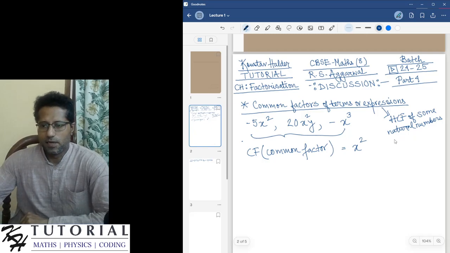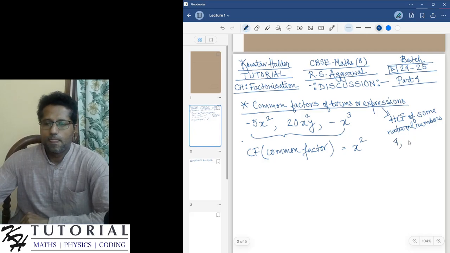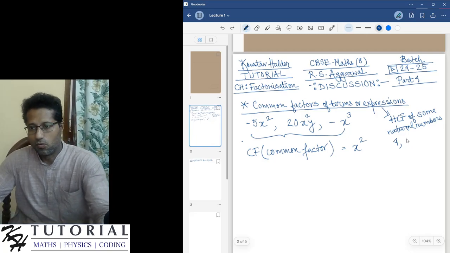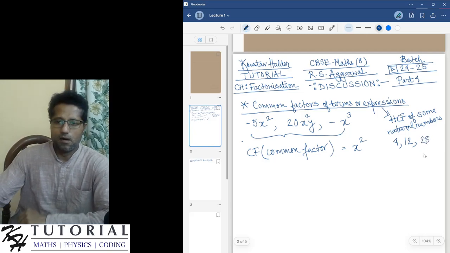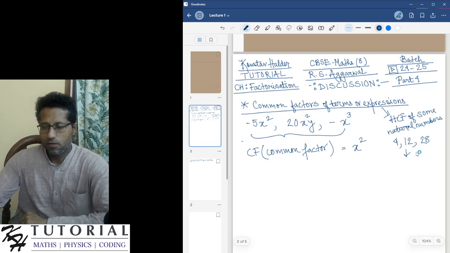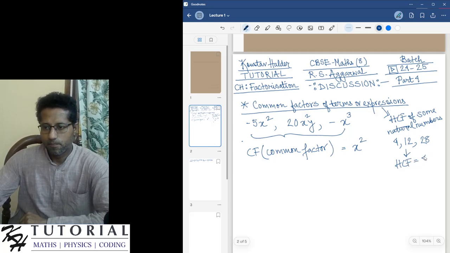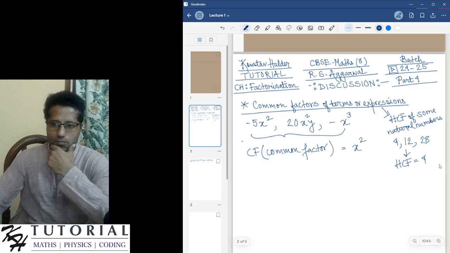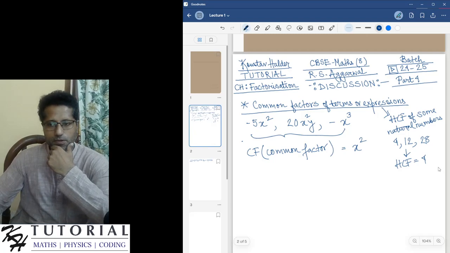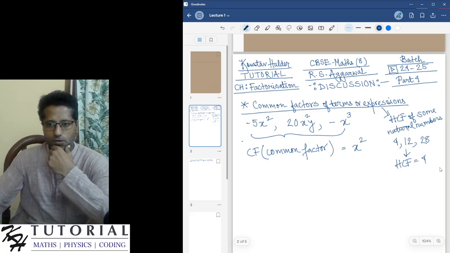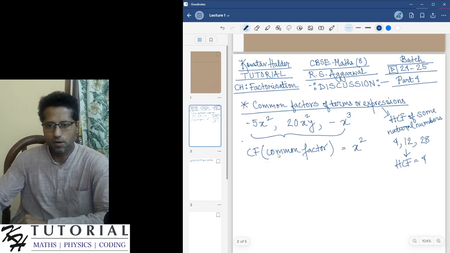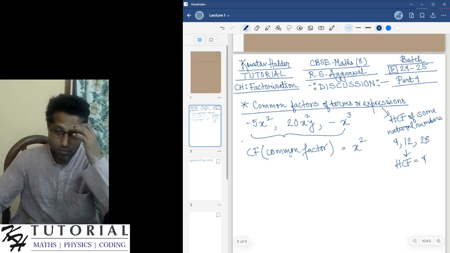Just like if we have, let's say, 4, 12, and 28, the HCF of 4, 12, and 28 is equal to 4. That is the highest common factor. So the common factor of some terms or even expressions, if two or three expressions have any common factor, then also we use the term common factor. So this was for the common factor of a few terms.